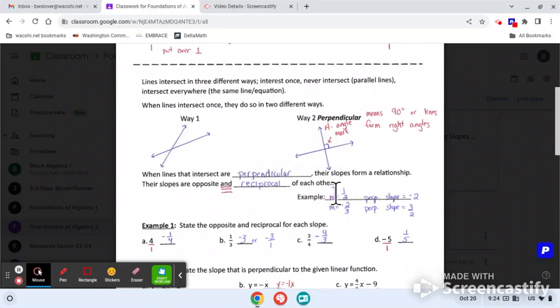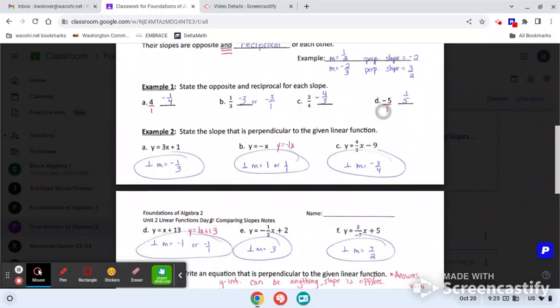So here's my example. If my slope is 1 over 2, a perpendicular line would have a slope of negative 2. My slopes are opposite and reciprocal. The opposite of a positive is a negative. The reciprocal of 1 over 2 is 2. Here's another example. My slope originally was negative 2 over 3. But if I have something perpendicular to that line, it would have a slope of 3 over 2. So this was negative, now it's positive. It was 2/3, now it's 3/2.